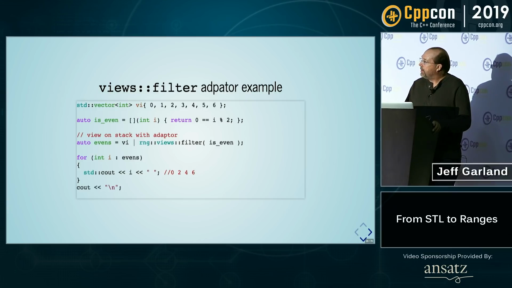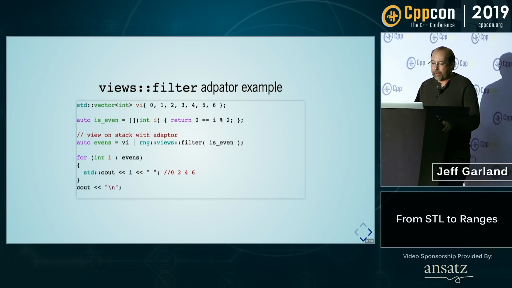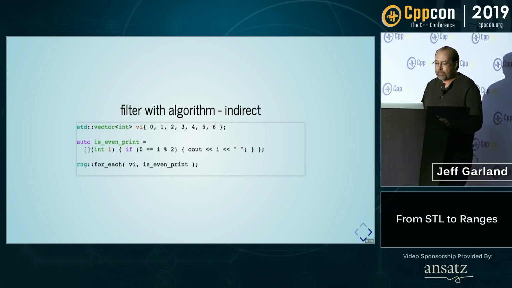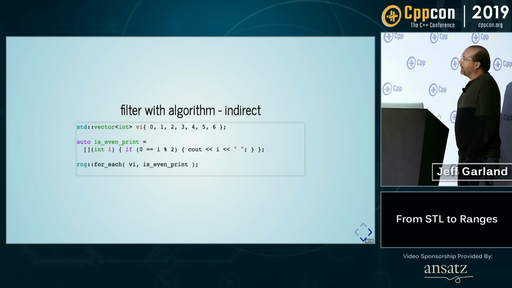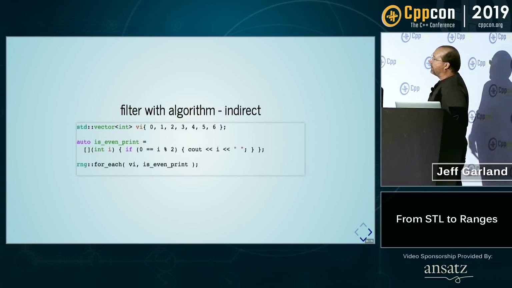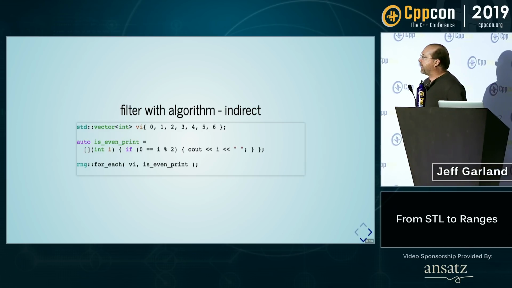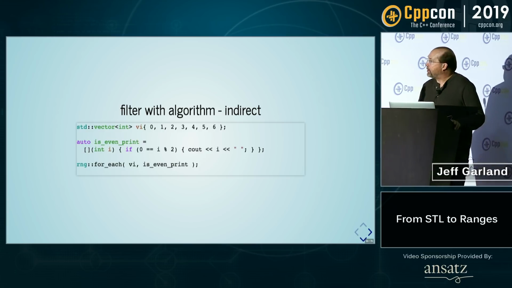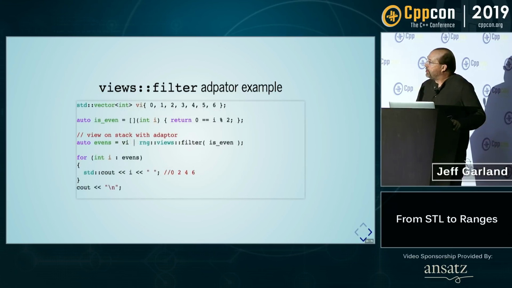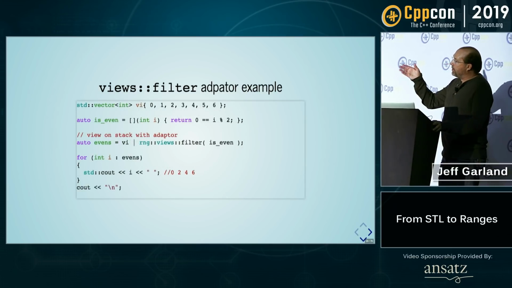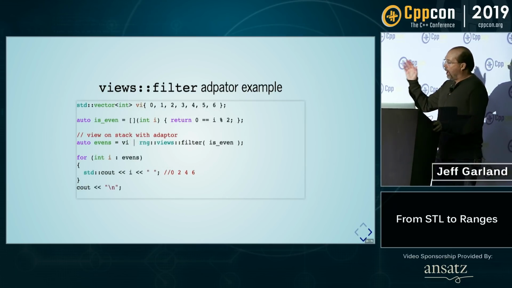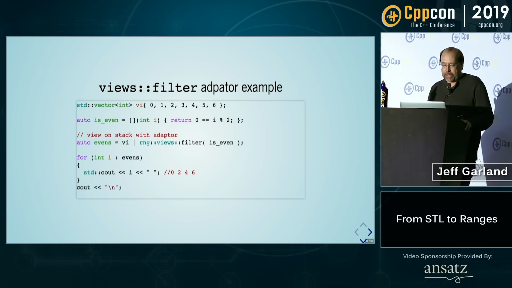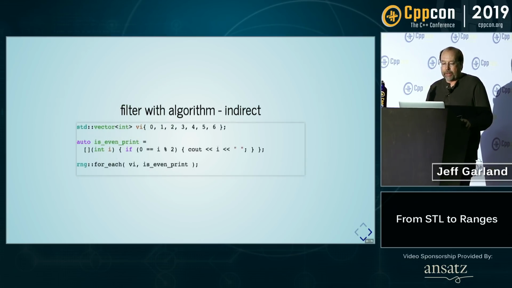So what if I had to write this with an algorithm? More than likely, I would have ended up doing something like this with for each, and I would have probably combined the predicate and the printing, which really makes my code less modular. But one of the things you're going to see here is that these are very composable. So the views are composable and the adapters are composable, whereas the algorithms were never terribly composable.